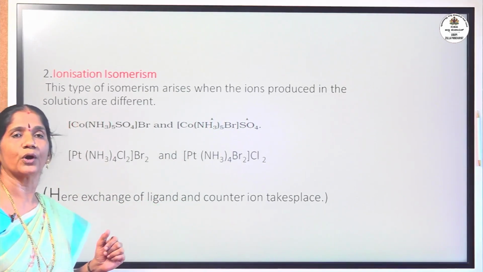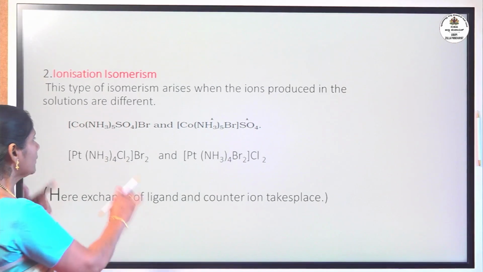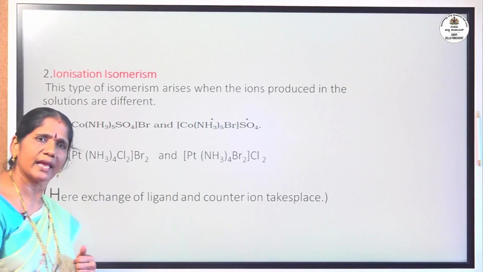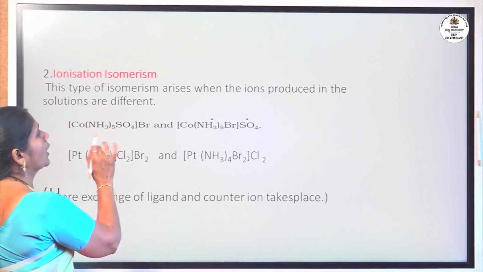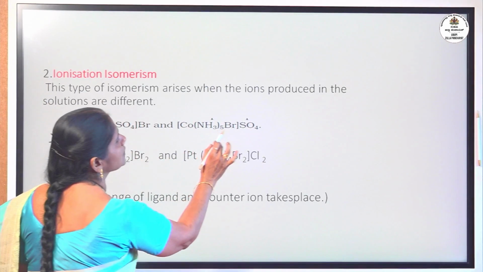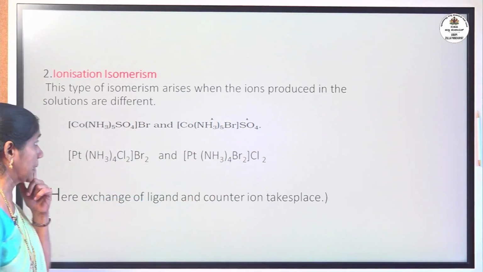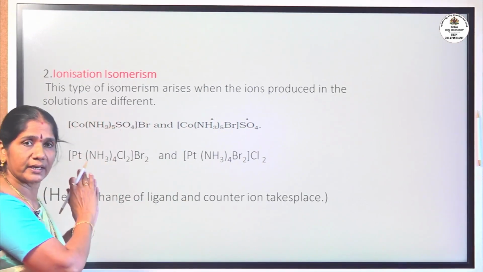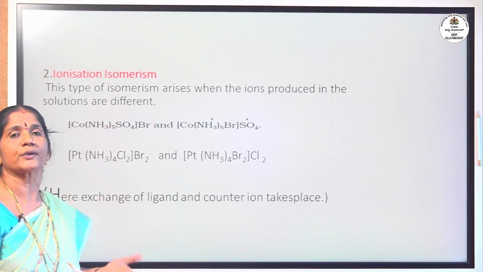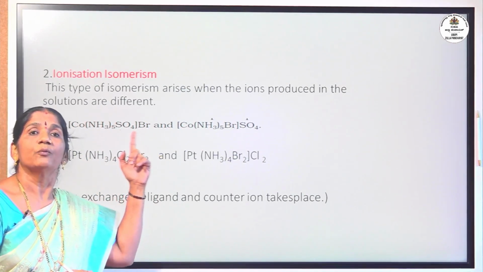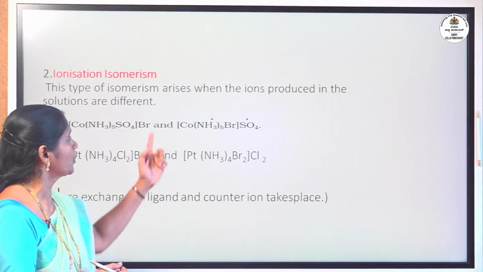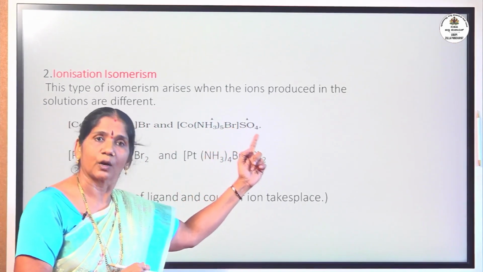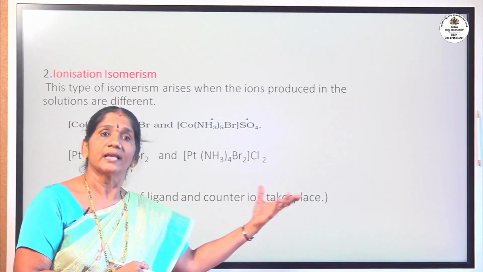Now we will move on to ionization isomerism. I'll just give you an example. Look at this compound. These two compounds have the same molecular formula, amines and sulfate and bromine. Here also bromine and sulfate. What is the difference? When this is in solution, sulfate is inside the coordination entity and will not ionize to give sulfate ions, whereas bromide will be present in the solution as Br minus. But in this case, bromine is the ligand and sulfate is the counter ion, and sulfate will be a free ion in the solution.